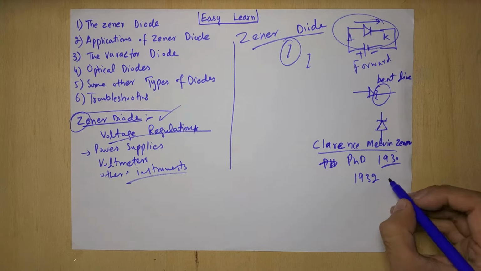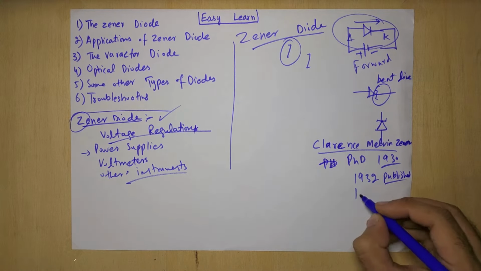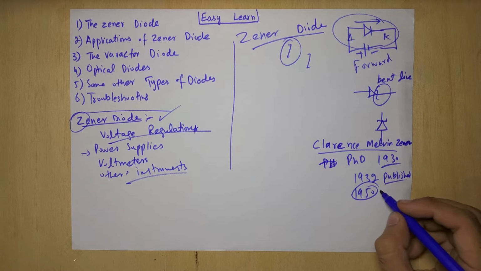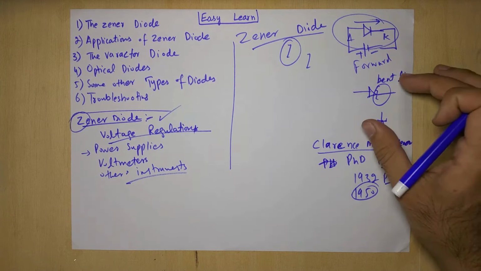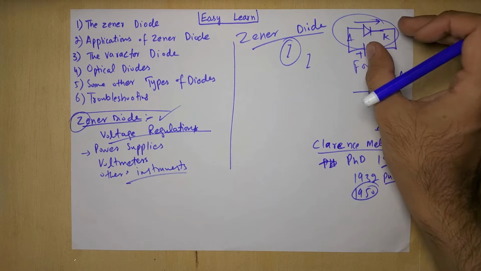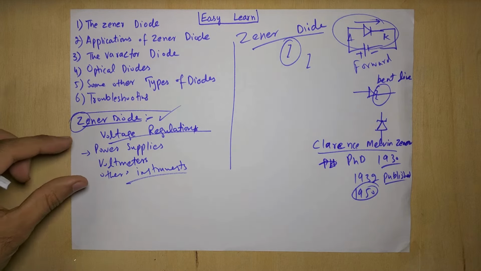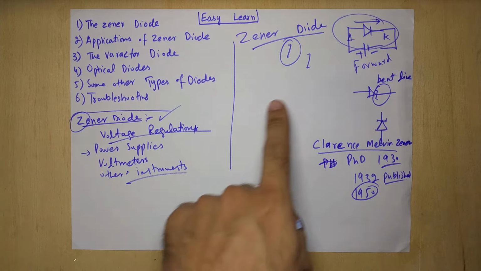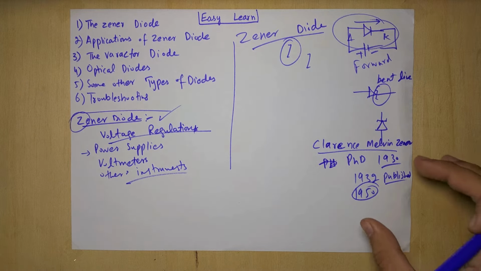So in 1932 he published his research paper, but in 1950, after a long period of research, he finally succeeded in performing the reverse characteristics of the diode. He told us that in reverse bias we can perform voltage regulation by using the reverse characteristic of this diode, and I will also explain the reverse characteristic in deep detail in further videos. But right now the focus is Clarence Melvin Zener.